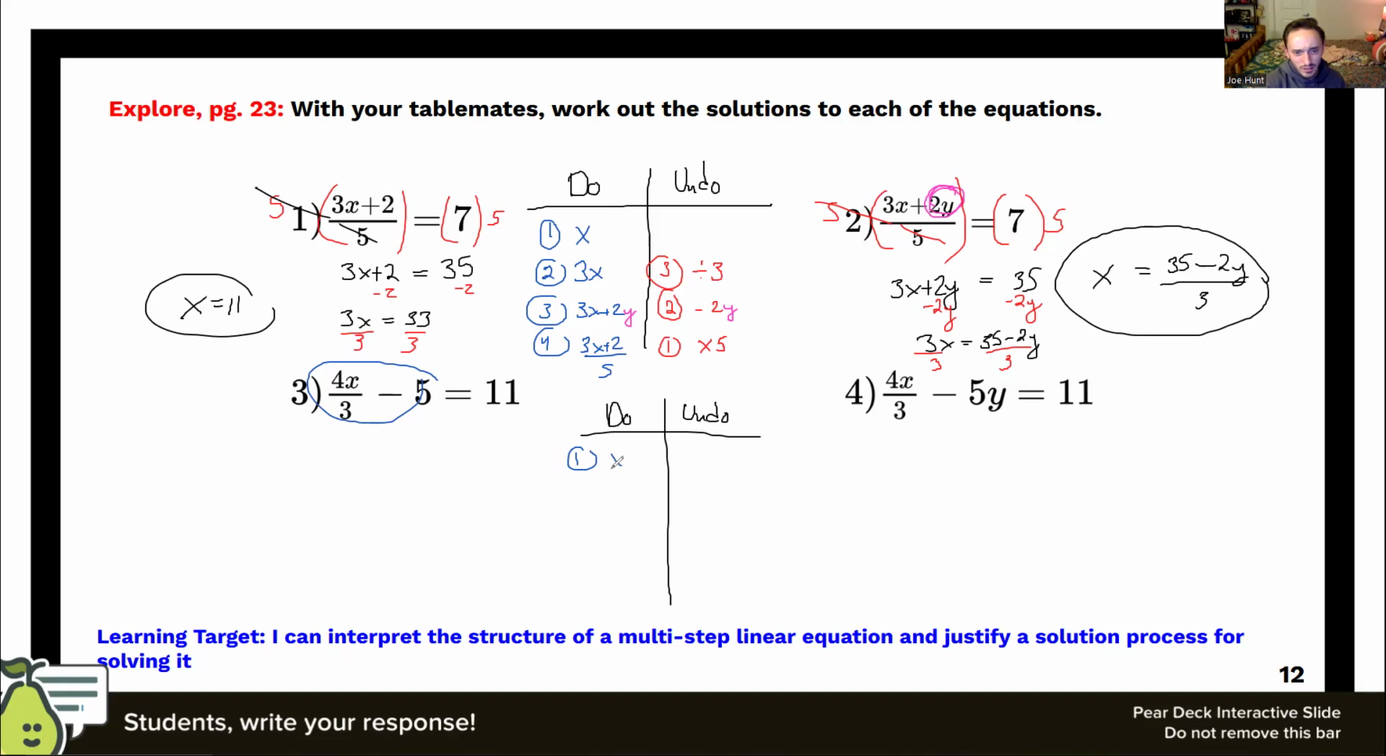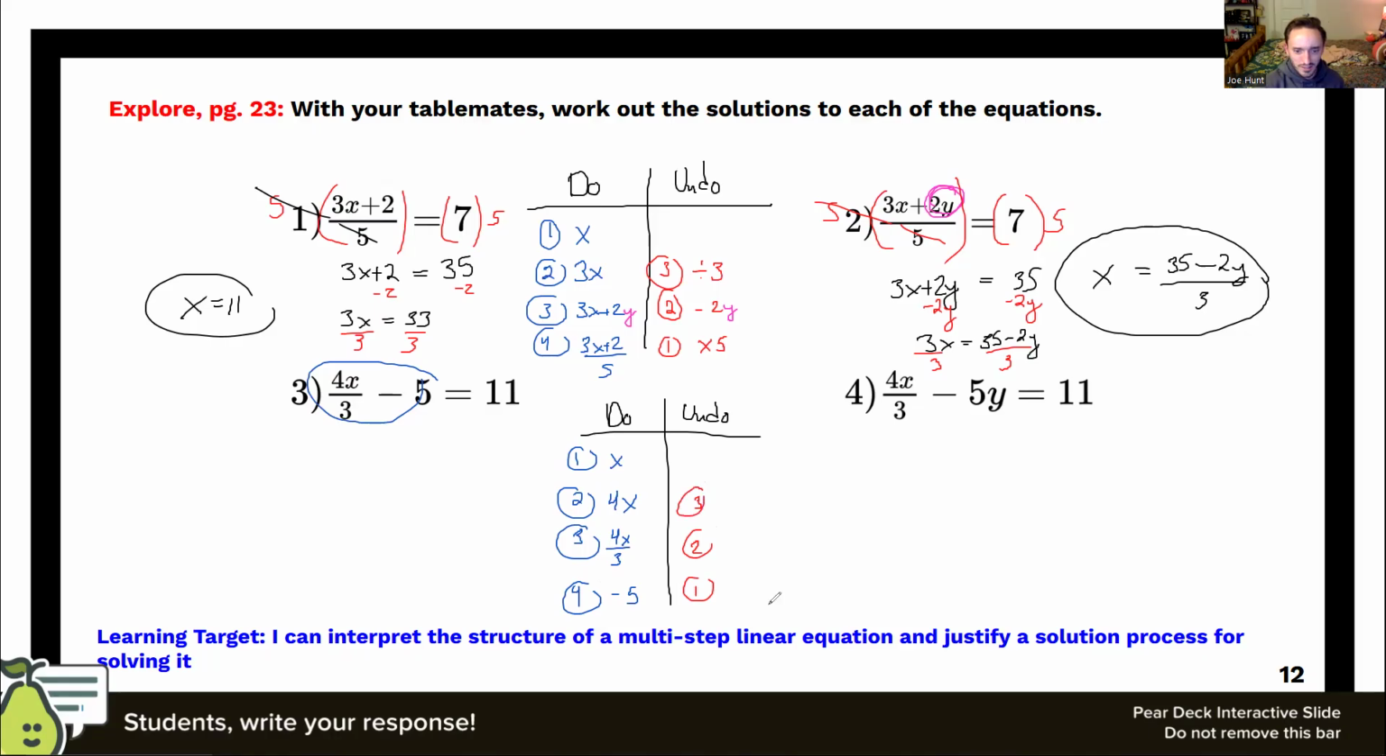First, I start with x, but then the next thing that I do appears to be that I'm multiplying it by 4. And then the next thing I do is I take that 4x and I divide it by 3. And then the last thing I do is that I subtract a 5. What I'm now going to do, going backwards, is the total opposite, right?